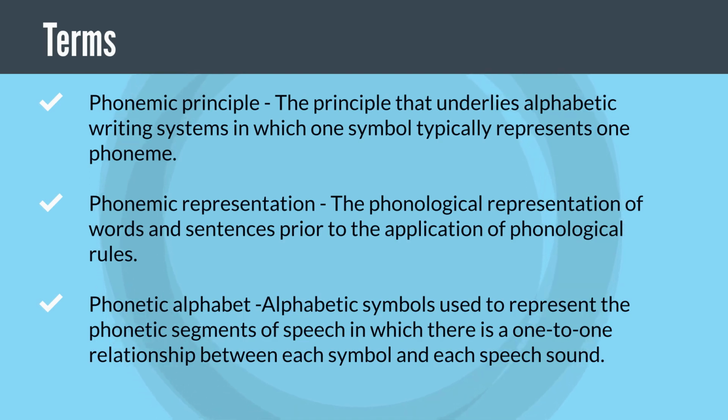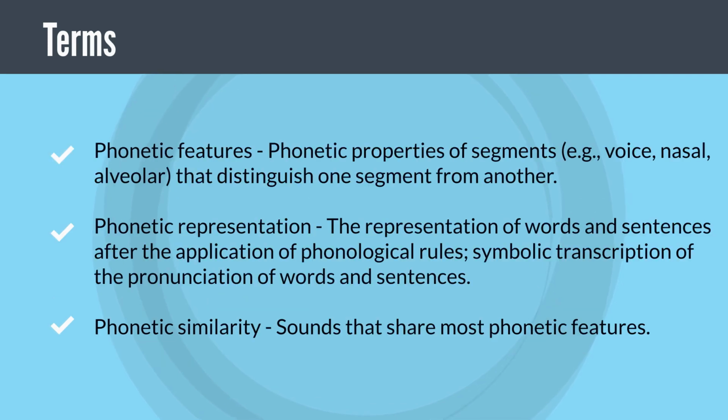Phonetic alphabet: alphabetic symbols used to represent the phonetic segments of speech in which there is a one-to-one relationship between each symbol and each speech sound. Phonetic features: phonetic properties of segments, example: voice, nasal, alveolar, that distinguish one segment from another. Phonetic representation: the representation of words and sentences after the application of phonological rules, symbolic transcription of the pronunciation of words and sentences. Phonetic similarity: sounds that share most phonetic features.